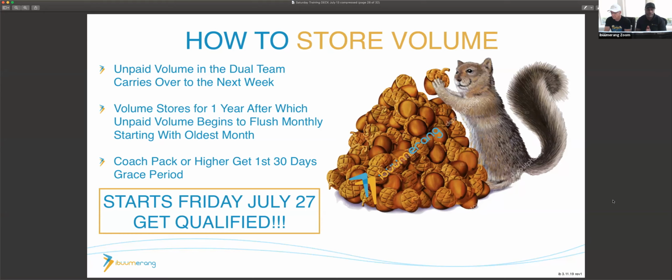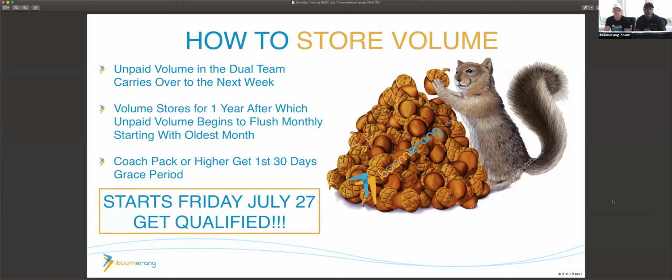So here's how volume storing goes, and how you guys like the picture of the squirrel, right? Isn't that a cute ibüümerang squirrel storing acorns? Right, because that's what squirrels do. They store up the acorns, right? And you get to store up your volume, and it's going to help accelerate your income. So if you want to store acorns or you want to store volume, here's what you need to know.